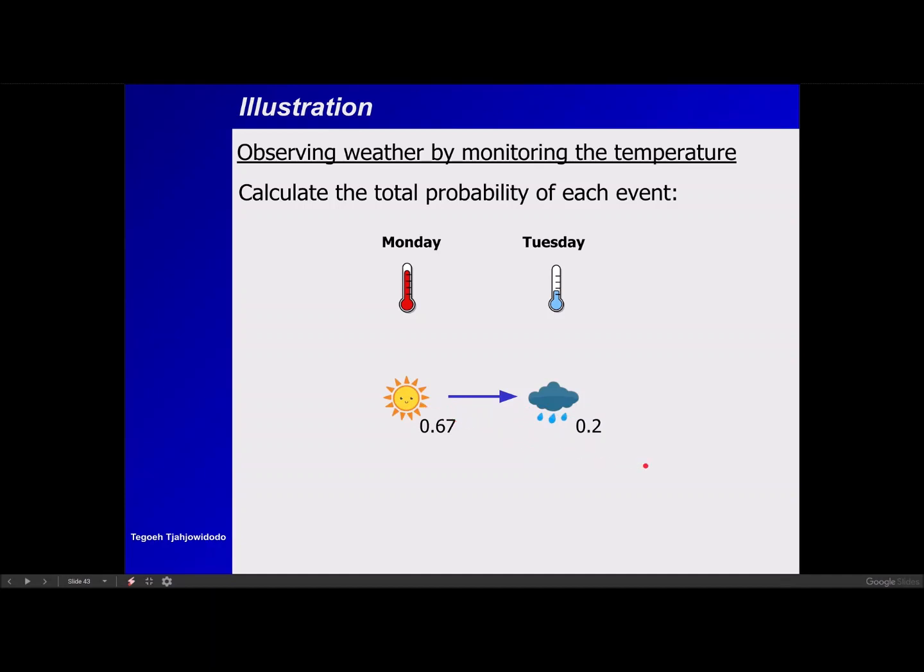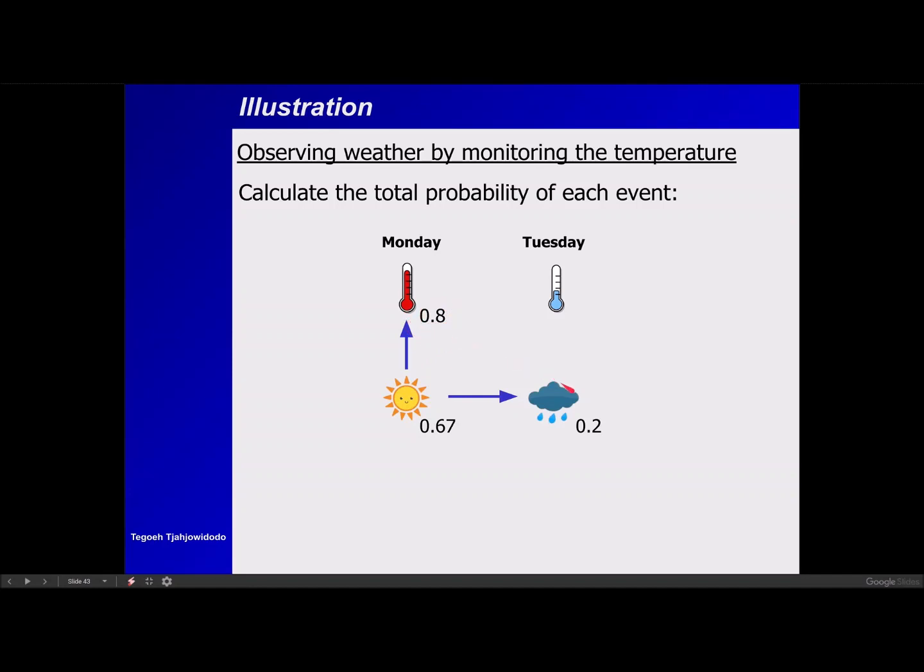And then we put in the emission probability, because in this scenario I say the first day is sunny and the first day is Monday, and on Monday the temperature is warm. Based on the emission probability that we defined before, the probability of having warm temperature given the weather is sunny is 80%. So I put it here.